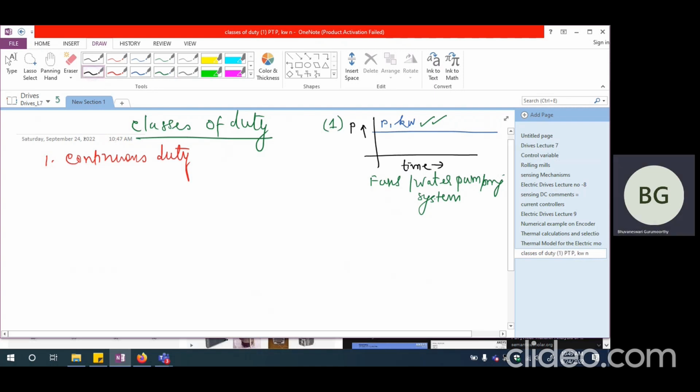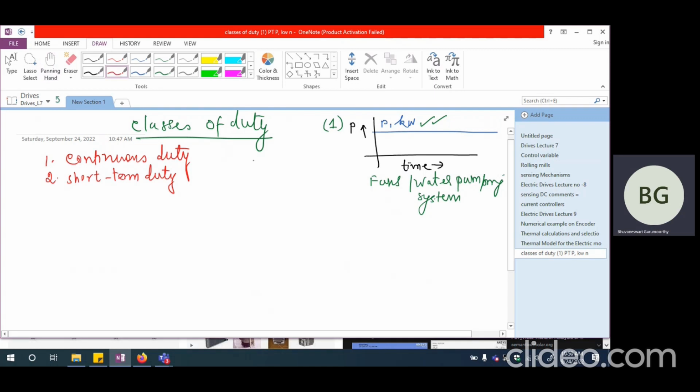Then we may have the second one as short-term duty. Short-term duty basically tells clearly, from the name itself, you can make out that it is going to be on only for a very, very short while. Rest of the time it may be off.